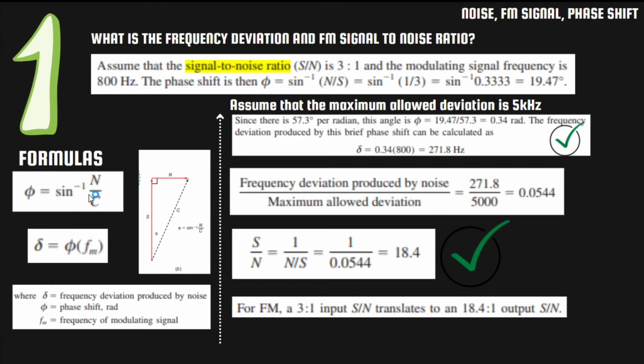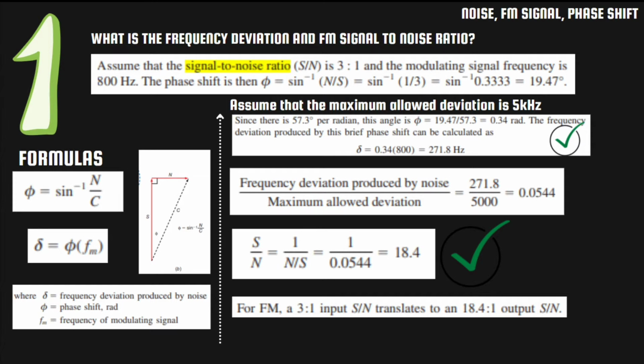So it is possible to determine just how much of a frequency shift a particular phase shift produces by using the formula frequency deviation is equal to phase shift in radians times frequency of modulating signal. So next, assume that the maximum allowed deviation is 5 kHz. Since there is 57.3 degrees per radian, theta is equal to 19.47 degrees over 57.3 degrees. So this will be converted into radians, so that will be 0.34 radians.